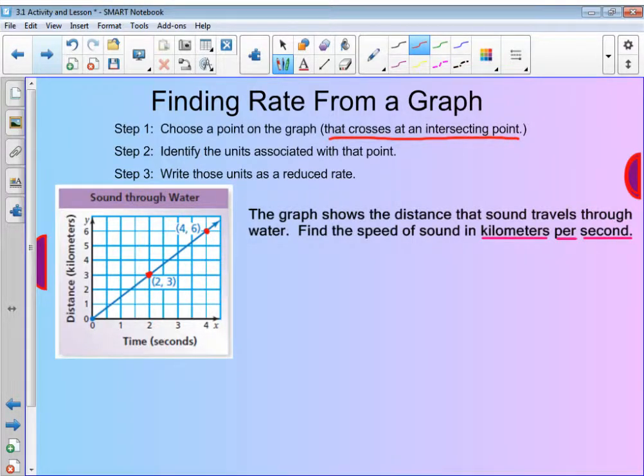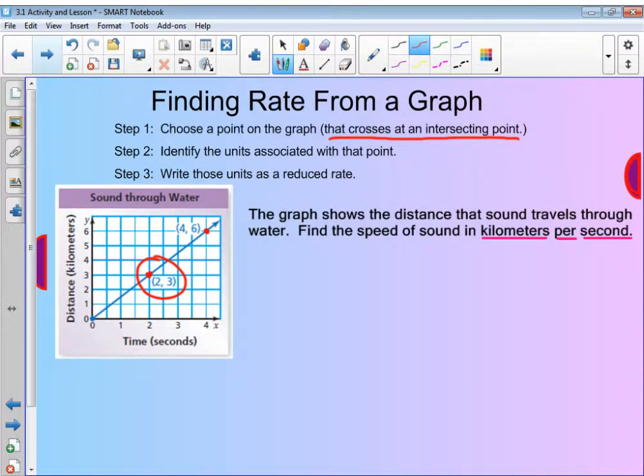So I couldn't pick a point like here because, first of all, that's not very well on the line. But second of all, I couldn't tell you if that was a half or if that was 3/4 or 5/8. So you have to pick a point that falls on a corner of your grid. So if I go ahead and pick this one, I'm now going to go through and identify the units that are associated with that point.